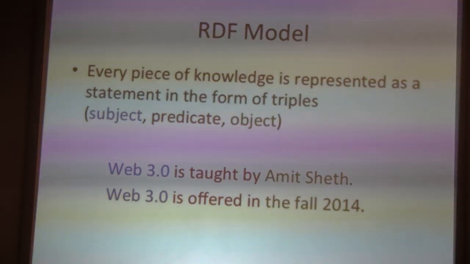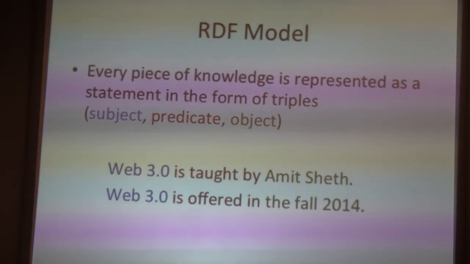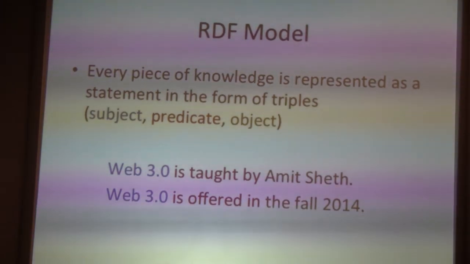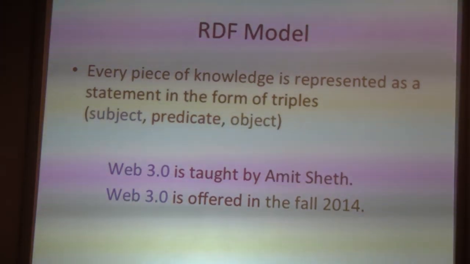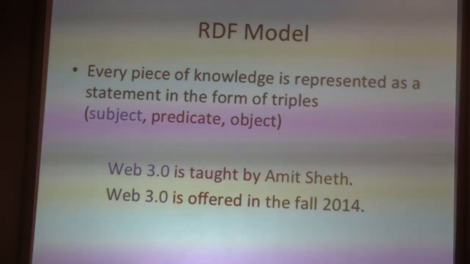In the same way that I just explained, Web 3.0 will become the subject of the triple, right? And then "is taught by" or "is offered in" will be the predicate of the triples. Similarly, Amisha and the fall of 2014 will be the objects. So these are simple triples.